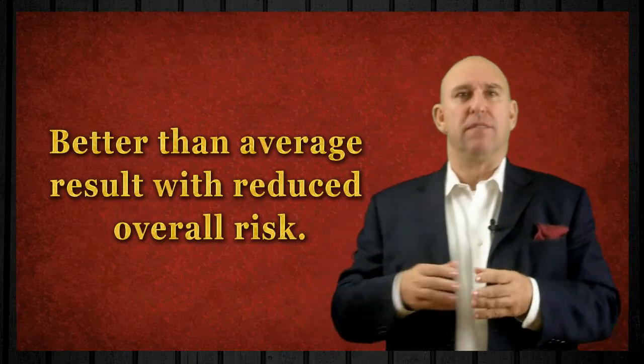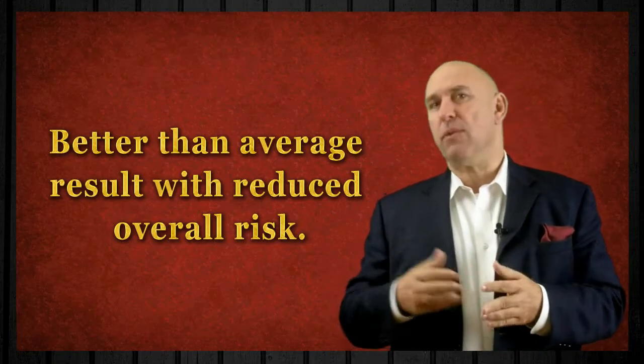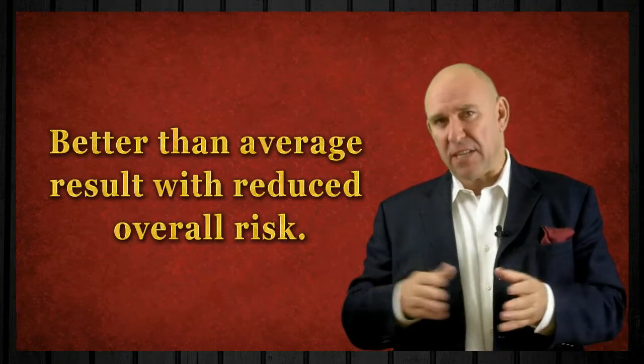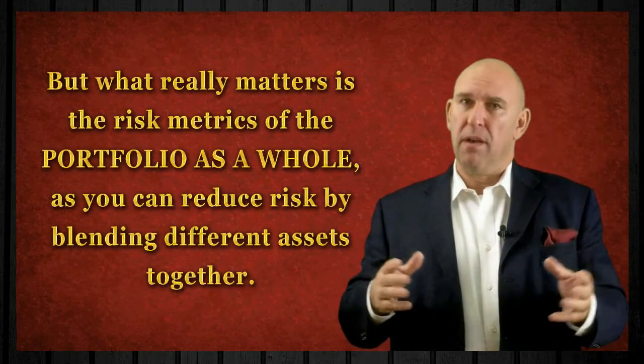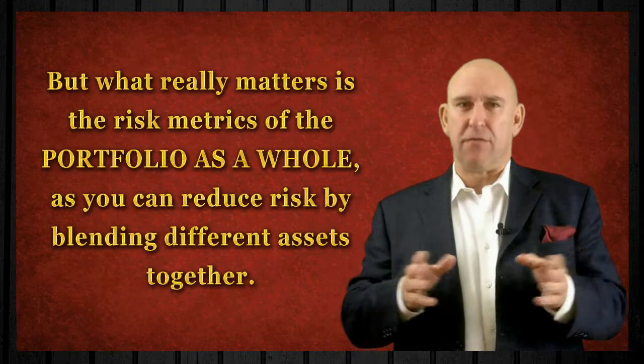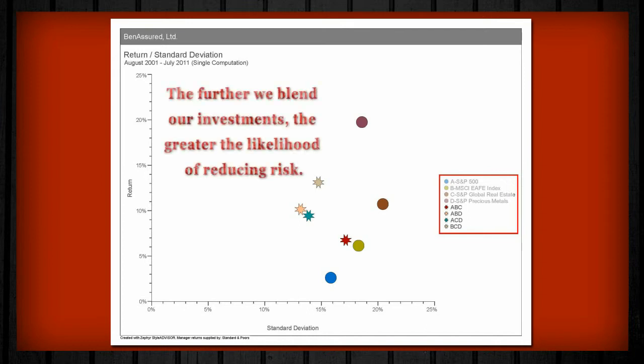One of the other takeaways of this example is that for those few that do look at risk statistics, often they will look at the risk metrics for each investment. But what really matters is the risk metrics of the portfolio as a whole, as you can reduce risk by blending different types of assets together. Moving forward in this blindfold study, we see that the starbursts represent 1/3 in each of the 3 individual indexes. If you recall, I elected starbursts over triangle, and hopefully you did as well. The further we blend our investments, the greater the likelihood of reducing risk.